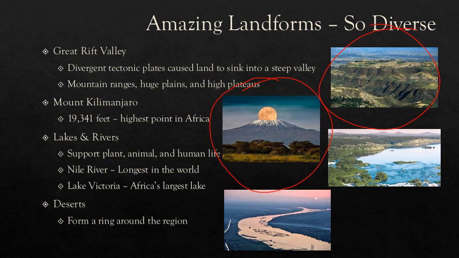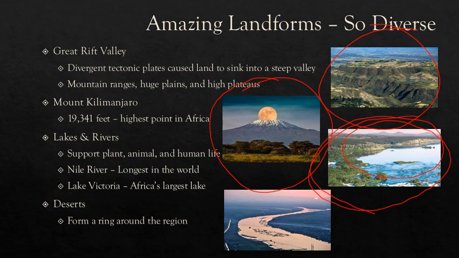Okay. The Nile River, which is this picture right here, is the longest river in the entire world, as probably many of you already know. And then Lake Victoria is Africa's largest lake. Lake Victoria is so big, it touches many countries. It touches Uganda, Rwanda, Burundi, Tanzania, and Kenya.